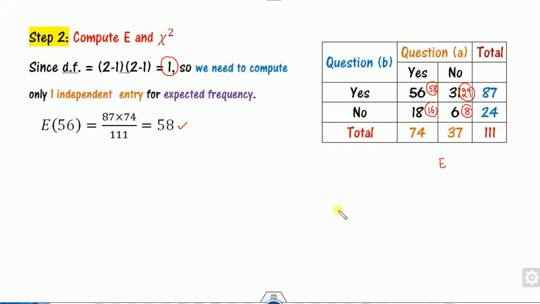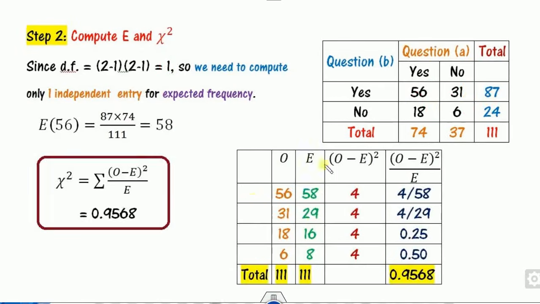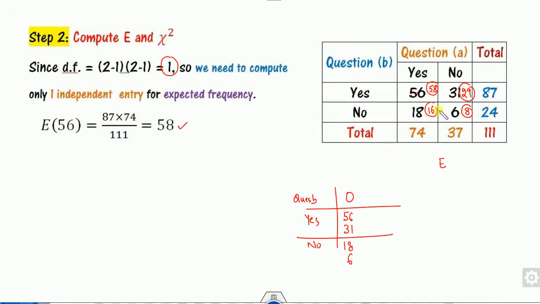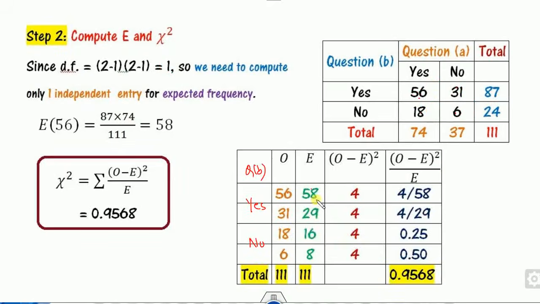So what we do now is write it as question number B, with yes and no. The yes answers are 56, and this is my O. 56, 31. So you can write it this way. This is question number B, and this is no: 56, 31, 18 and 6. The E we have computed as 58, 29, 16 and 8. So look at 58, 29, 16, 8. Once we solve this, we will get the result. Again you can see that this is a 2 cross 2 table.